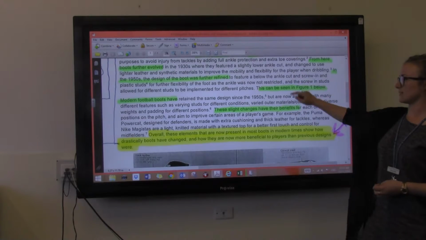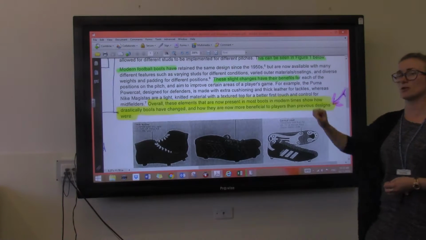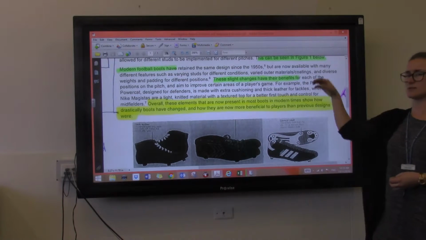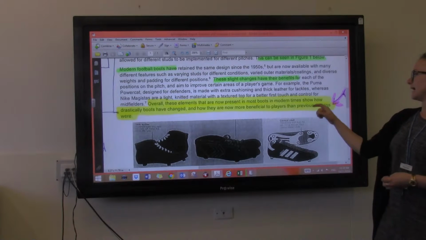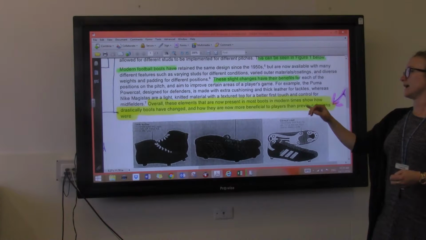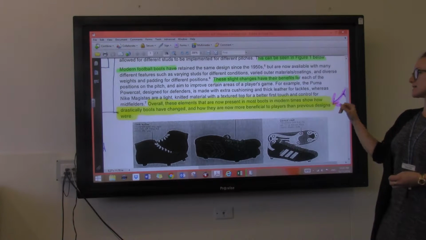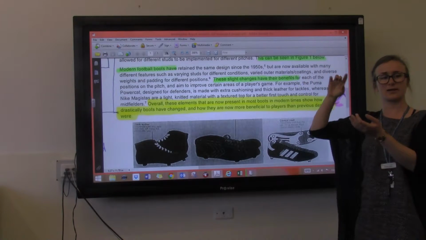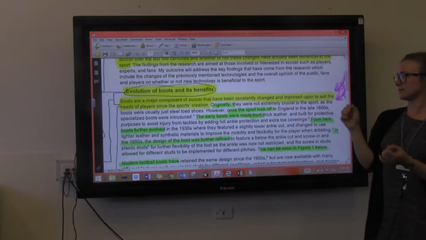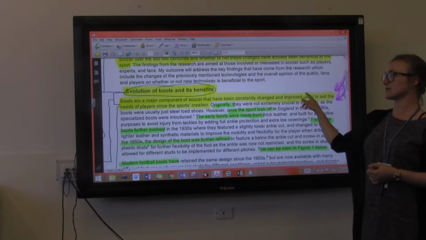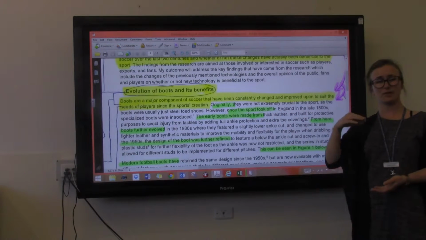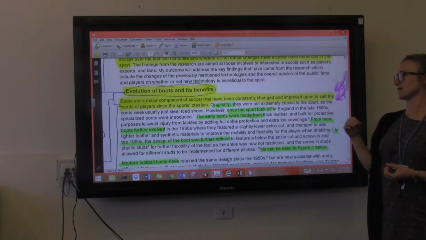Just omitting this stuff in here, if we zoom down to the concluding sentence, it says, overall, these elements that are now present in most boots, so therefore the evolution that's taken place in modern times, show how drastically boots have changed, so how much it's evolved, and how they are now more beneficial to players than previous designs. So that's showing I have answered this part of the technology, and I've also answered what I said I was going to answer within my body section. So having a strong intro and concluding sentence is really key.